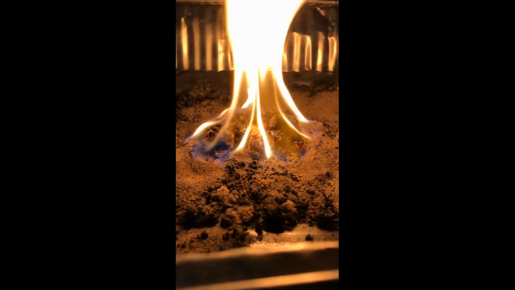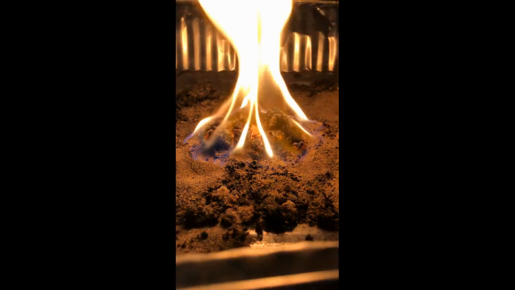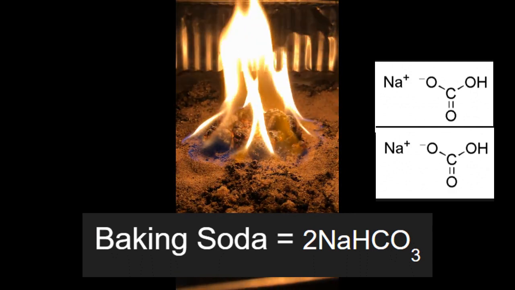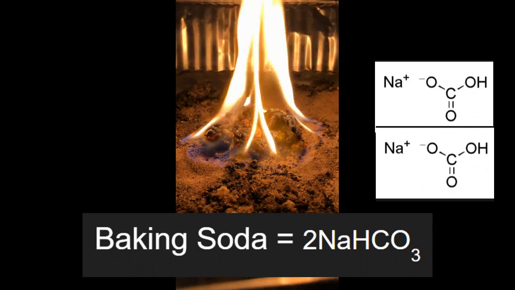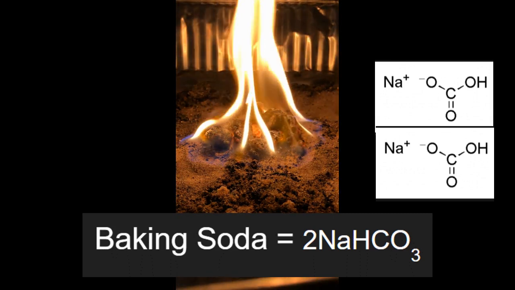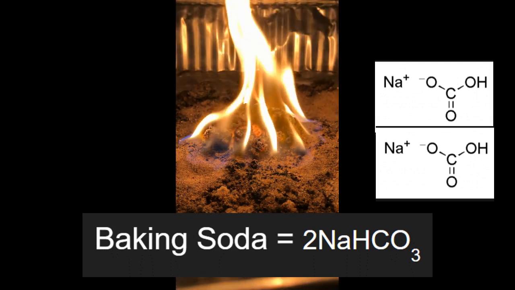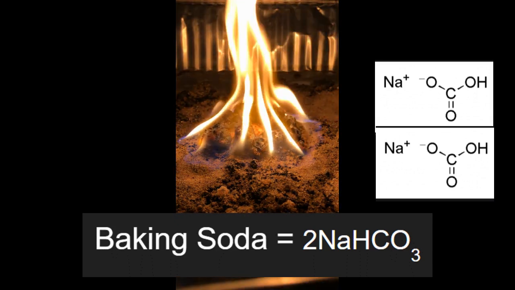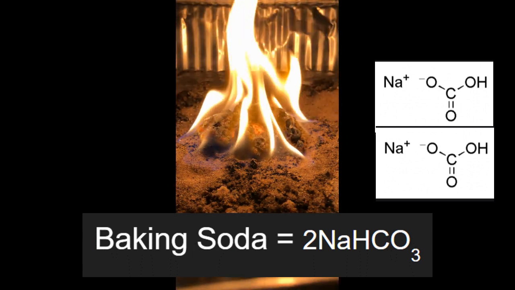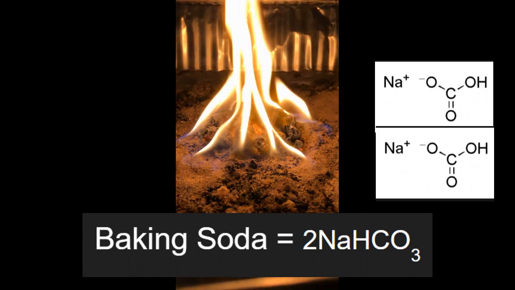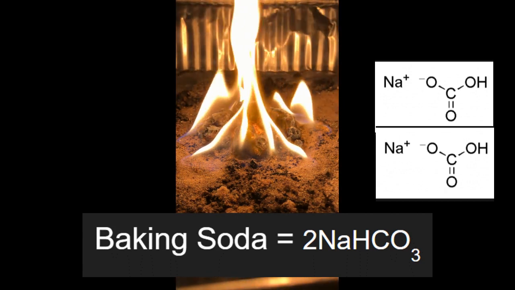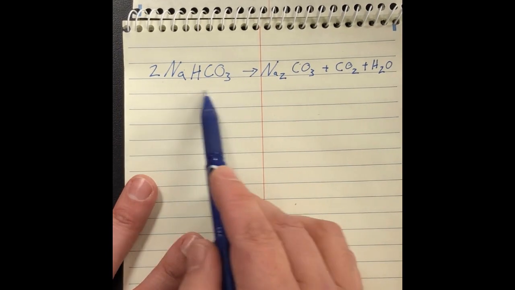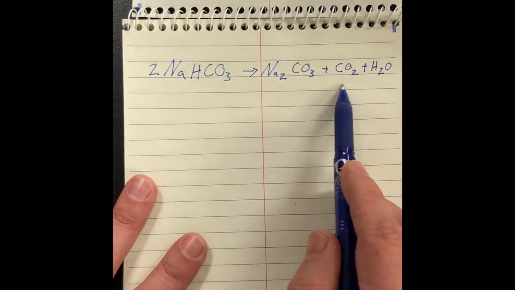The molecules of baking soda. Baking soda is 2NaHCO3. That's made of 4 elements and has 12 atoms. When it combusts, it gives off Na2CO3 plus carbon dioxide, which is CO2, plus water vapor, which is H2O. So for the baking soda, this over here is baking soda. These are the reactants, these are the products.